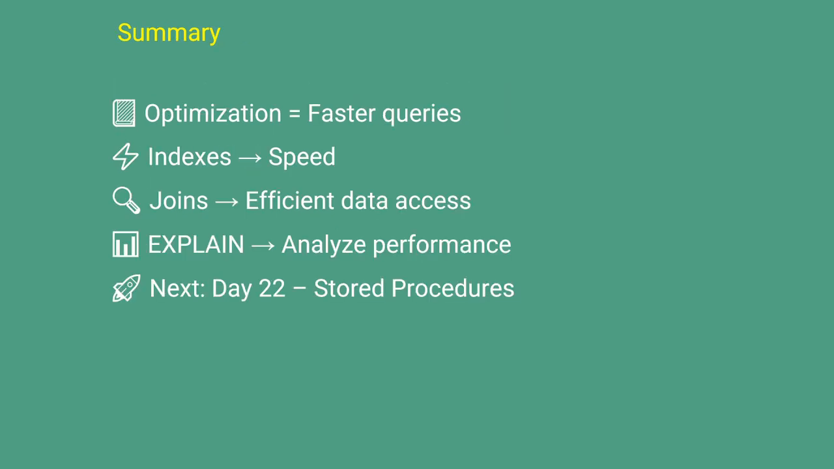To summarize, optimization makes queries faster, indexes speed up access, joins connect data efficiently, and EXPLAIN helps analyze performance.